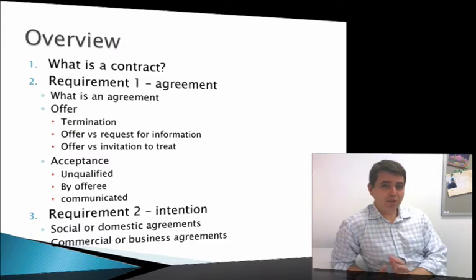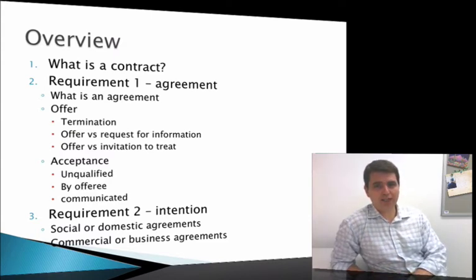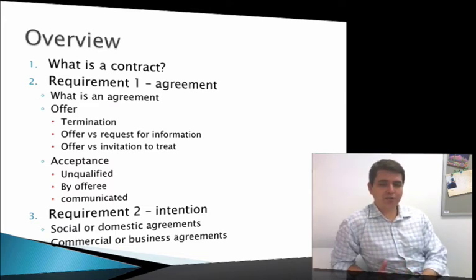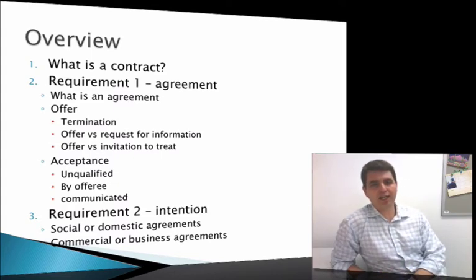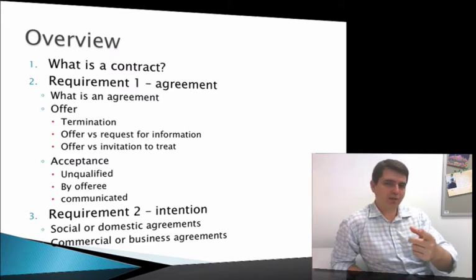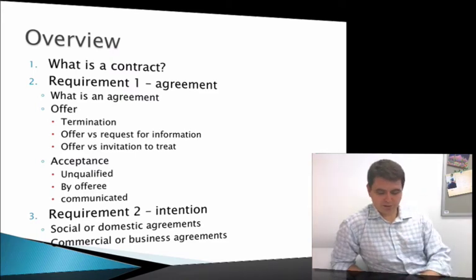And when we know that we actually have a valid offer in place and when we know that we actually have acceptance, we're then going to move on and start talking about what we need: not just agreement, we actually need an intention to create a contract. So they're the two key elements that we're looking at. Do we have agreement? Do we have intention for this week?